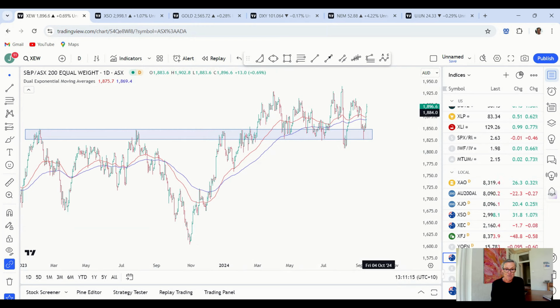And now I'm going to move on. We'll look at the small ordinaries and the commodities, look at that breakout in gold, and also go through some stocks that you want me to have a look at.